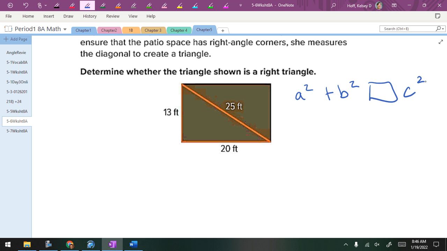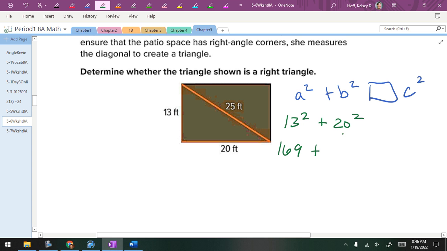Zayden, what'd you use for A? 13 squared. And when you took 13 squared, what'd you get? 169. Brody, what'd you get for B? 20. And when you squared 20, what'd you get? 400. Good job. And then I'm going to put a box.